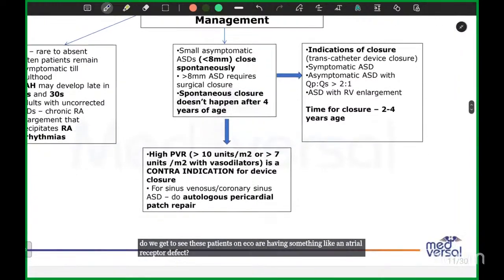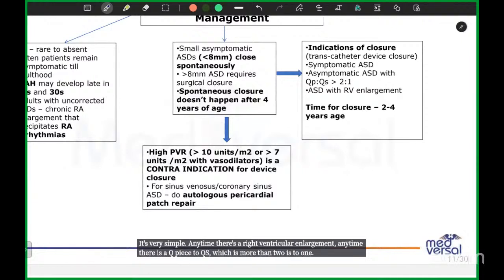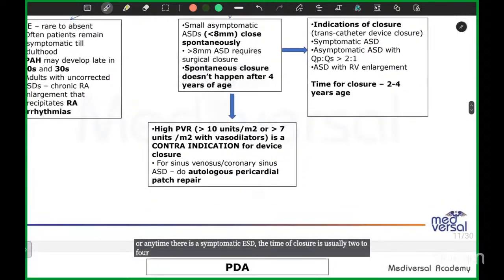Okay, what are the indications of closure? It's very simple. Anytime there's a right ventricular enlargement, anytime there is a QP to QS which is more than 2:1, or anytime there is a symptomatic ASD, the time of closure is usually 2 to 4 years of age.